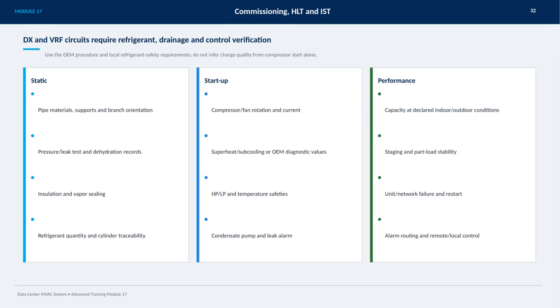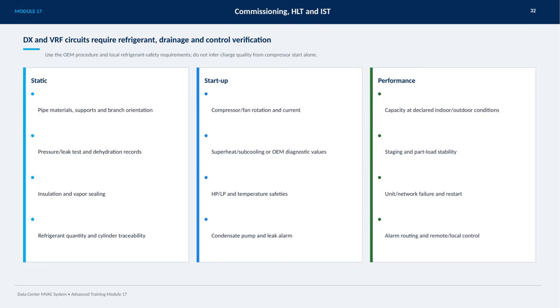On this slide, we're focusing on the critical steps for commissioning DX and VRF circuits, emphasizing that these systems require thorough refrigerant, drainage, and control verification. It's essential to always follow the OEM procedure and adhere to local refrigerant safety standards rather than assuming the refrigerant charge is correct based solely on compressor startup. Starting with the static phase, verifying pipe materials, their supports, and branch orientation is fundamental to ensuring system integrity.